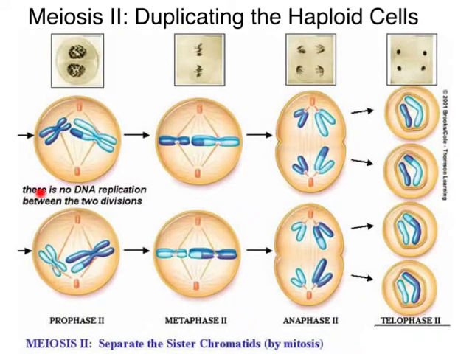Notice it says here, and this is important, that there's no interphase between meiosis 1 and meiosis 2, and there is no DNA replication and no growth of the cell between those two meioses. So meiosis 1 and meiosis 2 pretty much happen right after one another, and there's no interphase in between them.